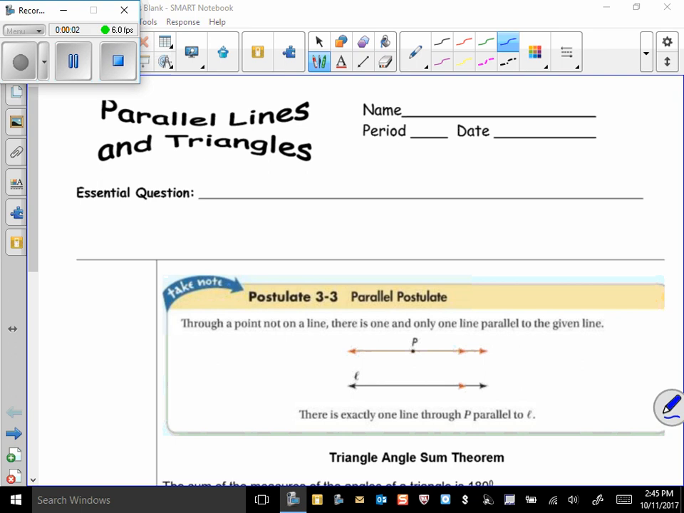We've got a really short little lesson thrown in here. It actually goes with the previous one in terms of our calendar. And the reason this lesson having to do with triangles is thrown in here is because we use the parallel postulate to prove one of these theorems about triangles, the triangle angle sum theorem.